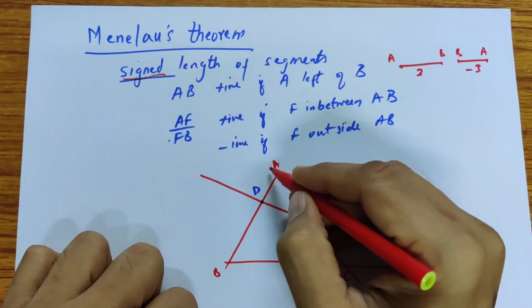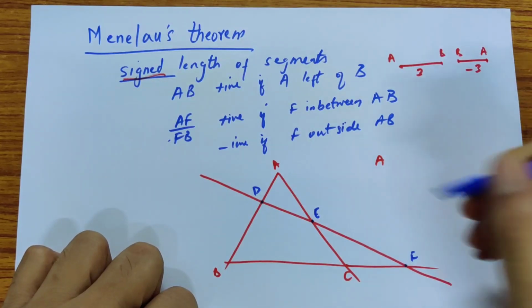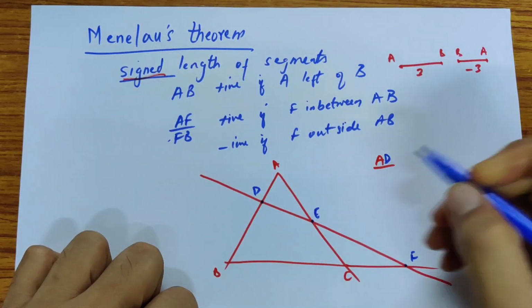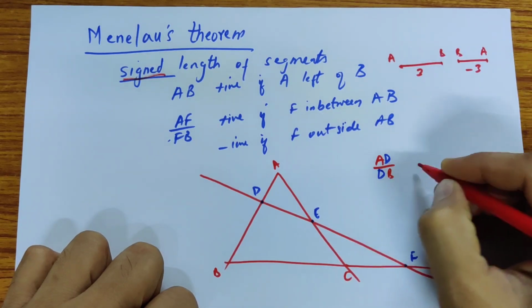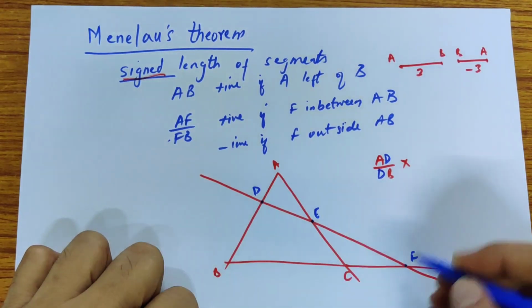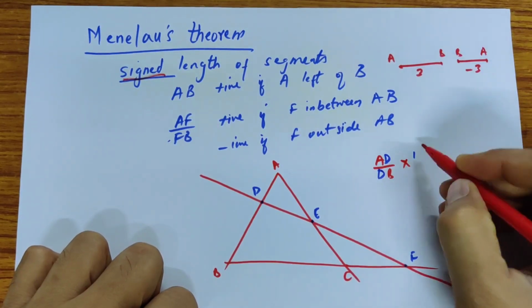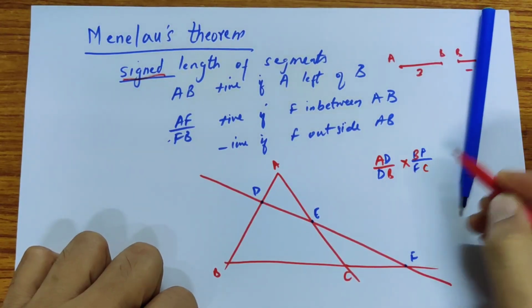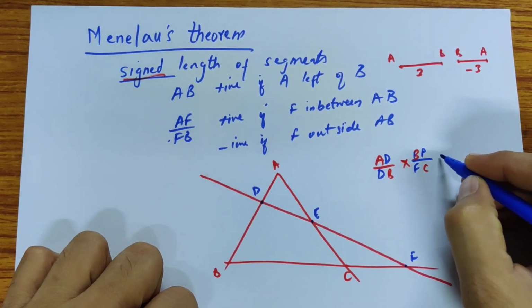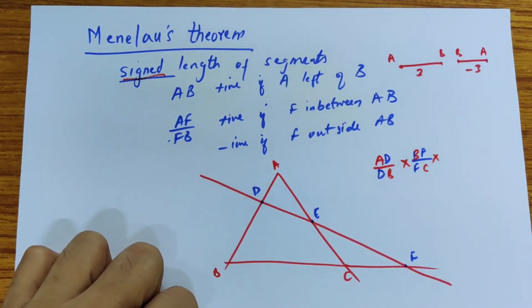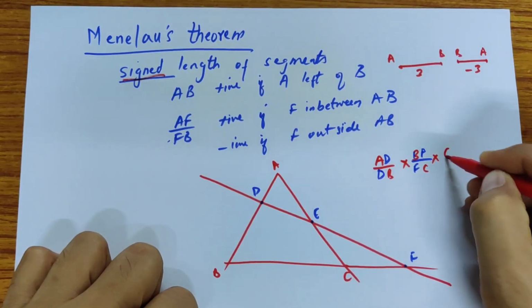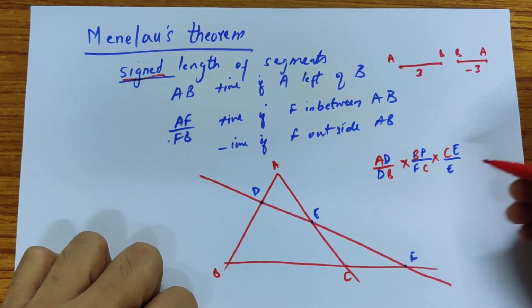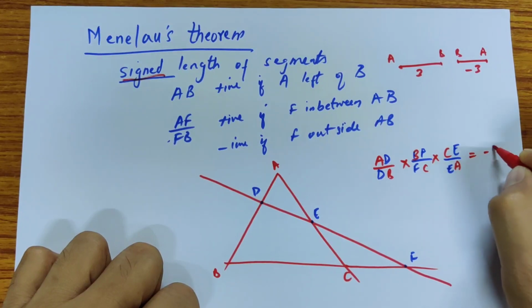So you'll have, going clockwise, AD divided by DB, notice the order, times BF divided by FC, times CE divided by EA. And you say that this is equal to negative 1.